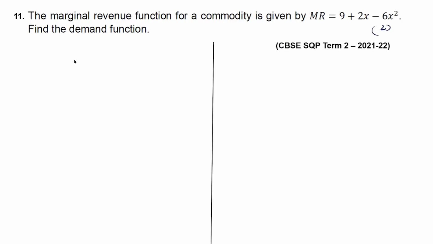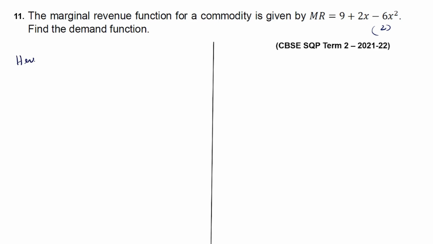Now, we will see the questions from last year's sample question paper. The marginal revenue function for a commodity is given by marginal revenue equal to 9 plus 2x minus 6x square. Find the demand function. So, this is a question for 2 marks. It's a very easy question. Here the marginal revenue is given. We have to find the total revenue and from that we can find the demand function.